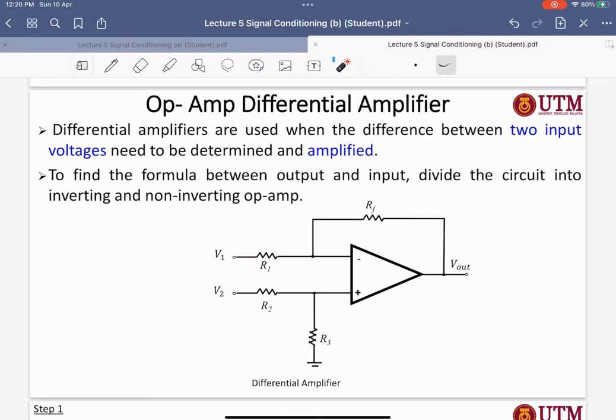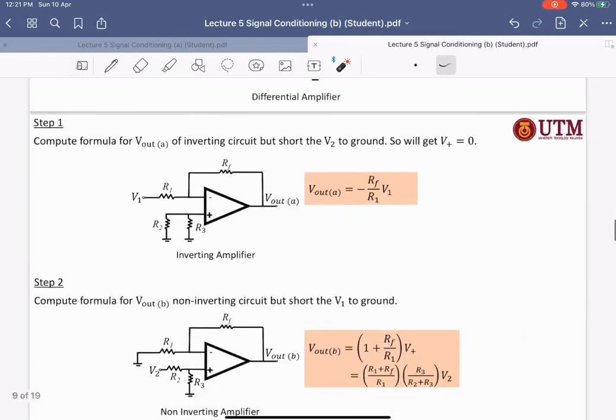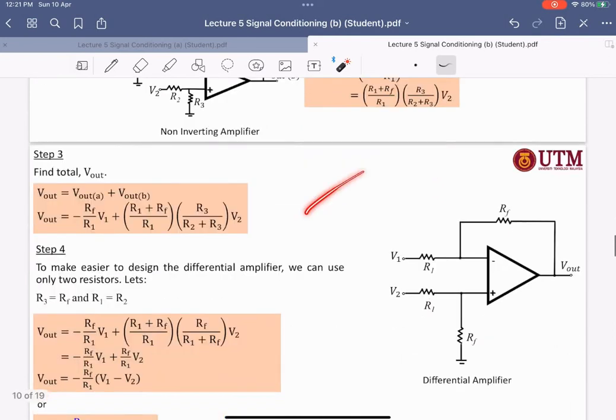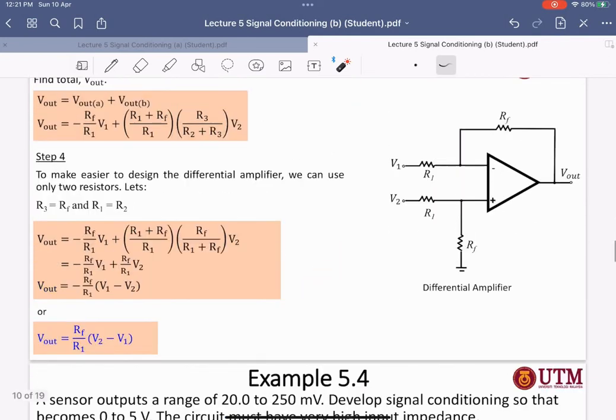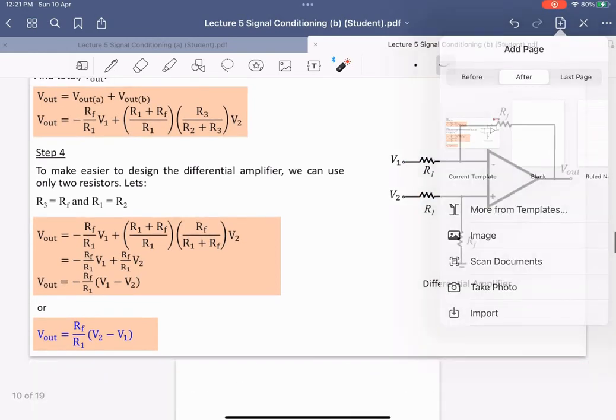You have R1 as the input impedance for V1 and R2 as the input impedance for V2, and we have the feedback resistor RF and R3 here. Then this shows how to derive it and so on, but you just need to remember only this formula. To use this simplified formula, you need to make sure that this value and this value are the same, and also this value and this value are the same. Let me recap it.